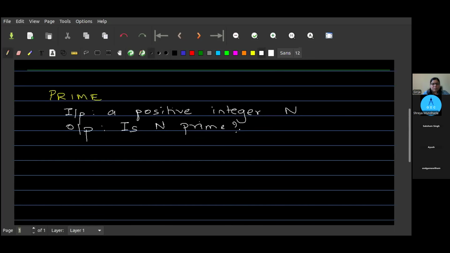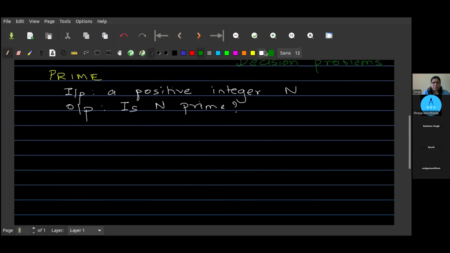The problem is clear, I think. The input is a positive integer N, and the question is, is N prime? The output will be the answer to this question. This is also called a decision problem because the question asked has two possible answers, yes or no. For most of the part, we will be looking at decision problems today, with maybe a few exceptions I will mention. I think everybody understood this problem. Please unmute and speak in case you have questions.